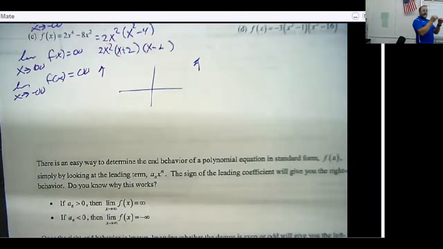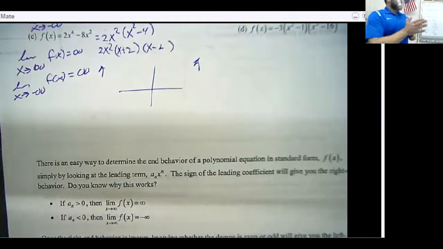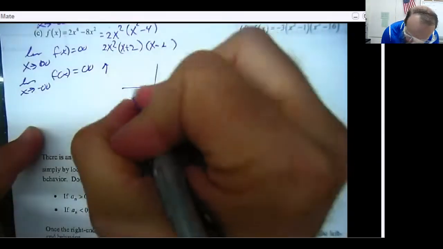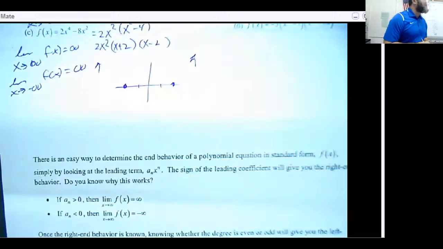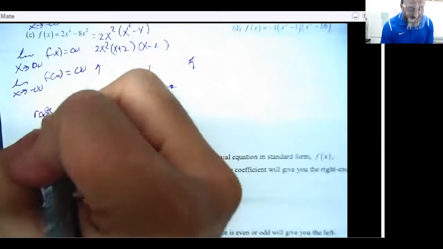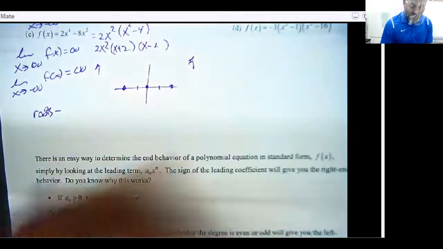Keep in mind, x squared minus 4 is x plus 2 and x minus 2, right? So help me out. Where are my roots now? This is easy. 2 is a root. Negative 2 is a root. And something else is a root. 0. Oh, by the way, how many roots did we have? 3.